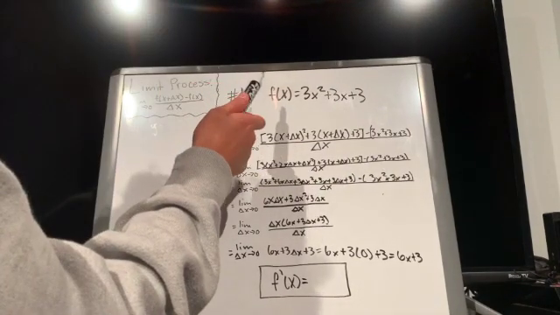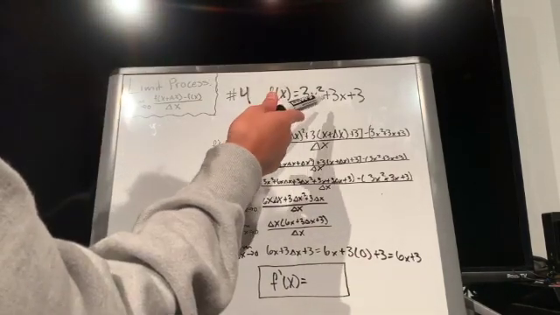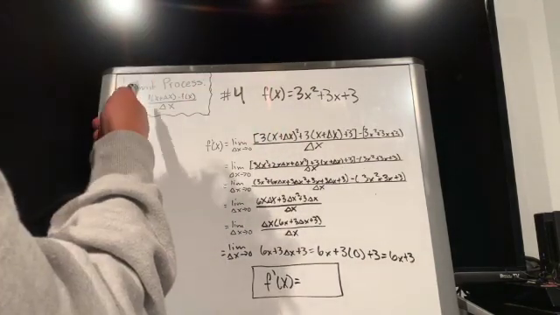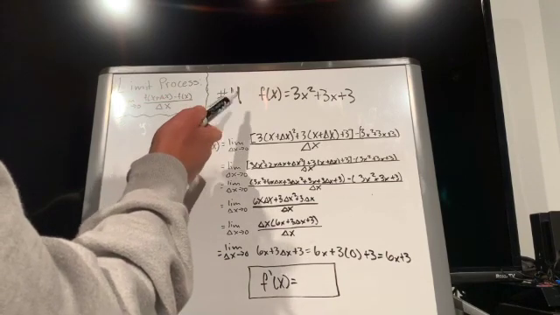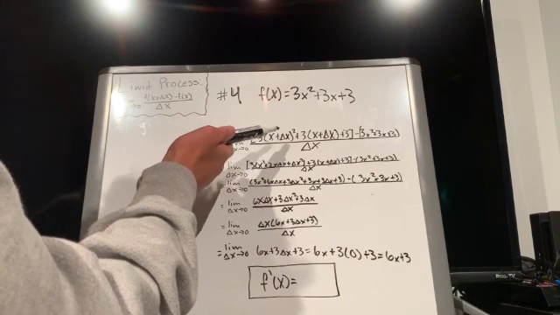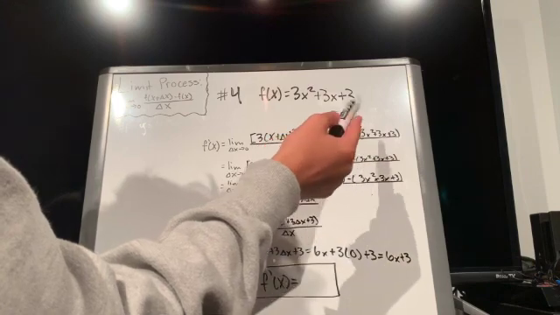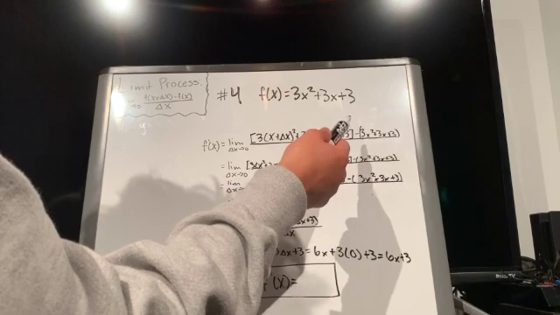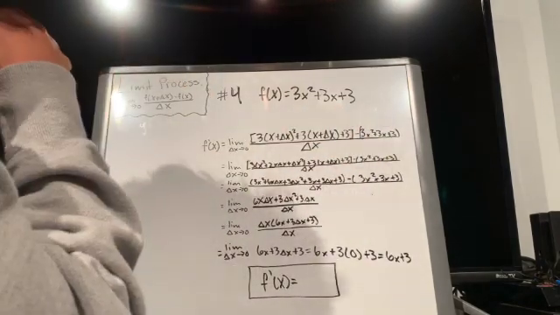So for problem number 4, we're going to be finding the derivative of f of x equals 3x squared plus 3x plus 3. And we're going to be using the limit process. So we're going to start by putting it in. So we're going to have 3 times x plus delta x squared plus 3 times x plus delta x plus 3 minus the f of x, which is minus parentheses 3x squared plus 3x plus 3 parentheses all over delta x.